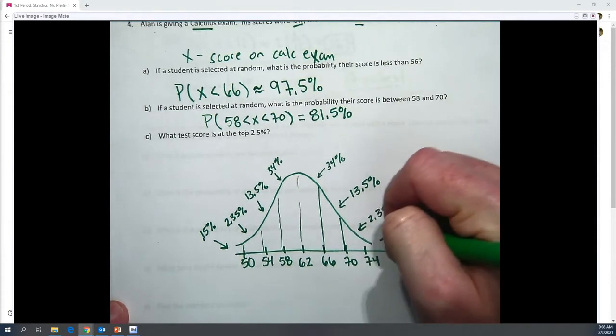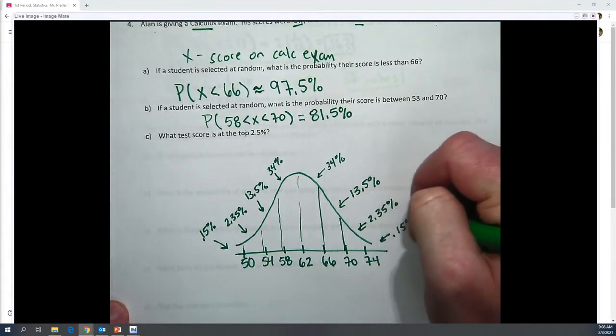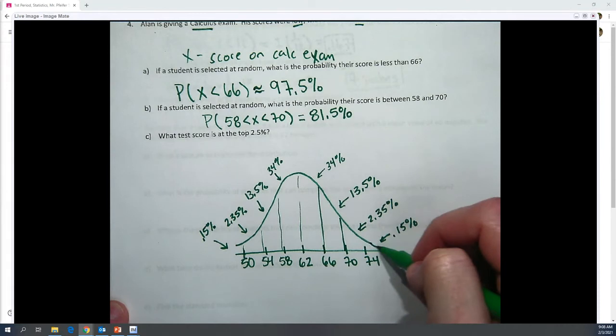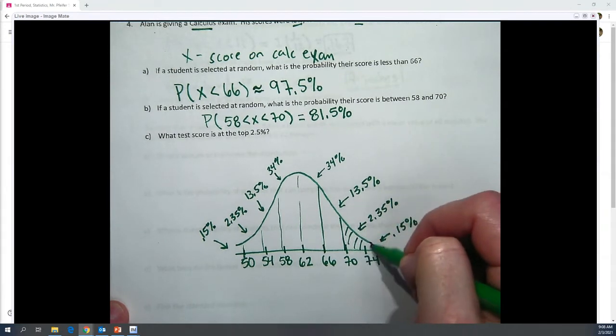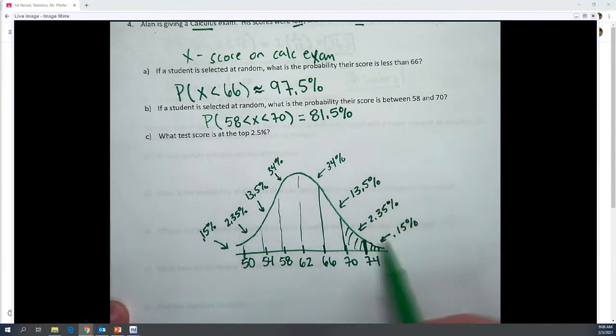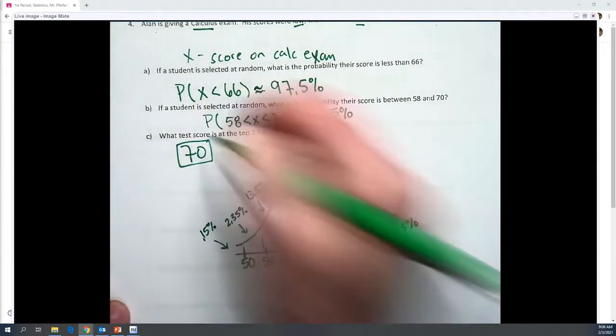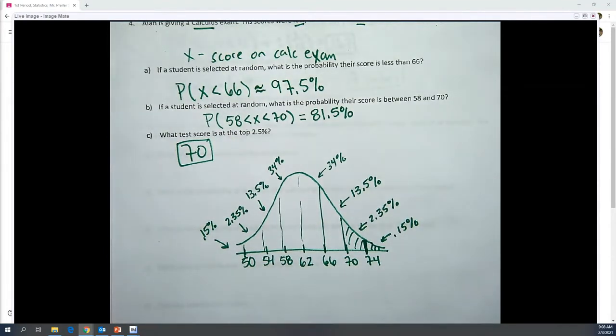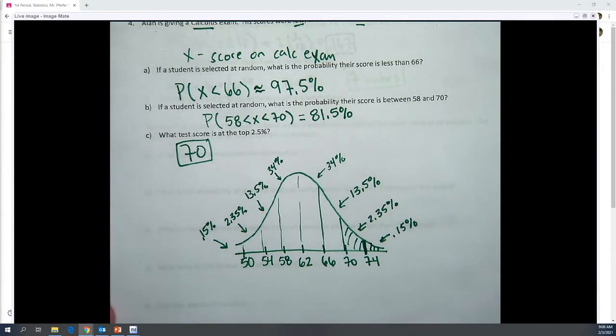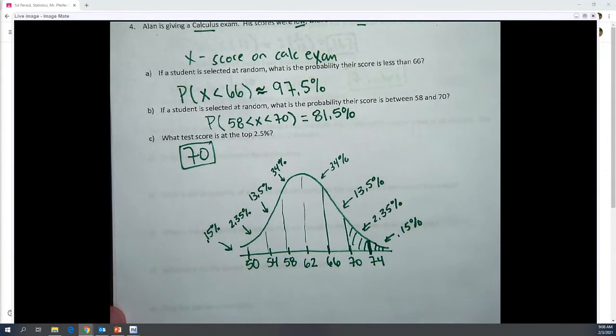2.35%. This is 0.15%. And so hopefully you recognize if you add these two regions, that adds up to be 2.5%. So 70 is in the top 2.5%. So a score of 70 was in the top 2.5%, which is not very good. There was no kidding when it said the test scores were low. The top 2.5% was a 70 on the test.